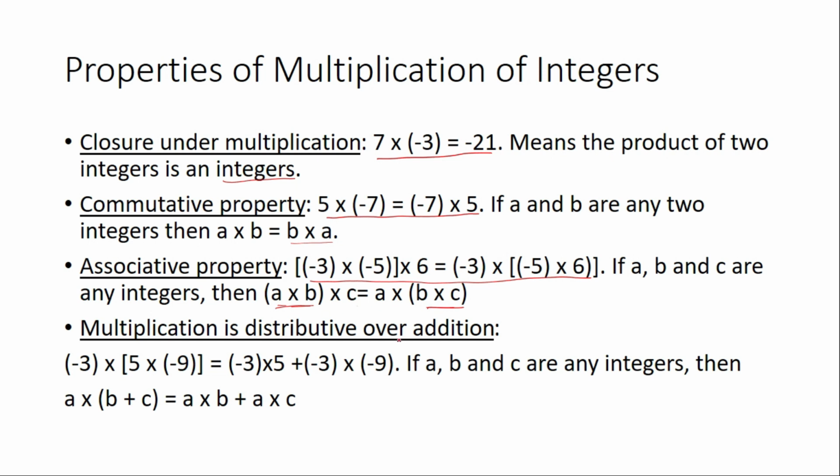Multiplication is distributive over addition. As you can see in this example, if a, b and c are any integers, then a into b plus c will be equal to a into b plus a into c. That means a will get multiplied with b first, then a will be multiplied with c.